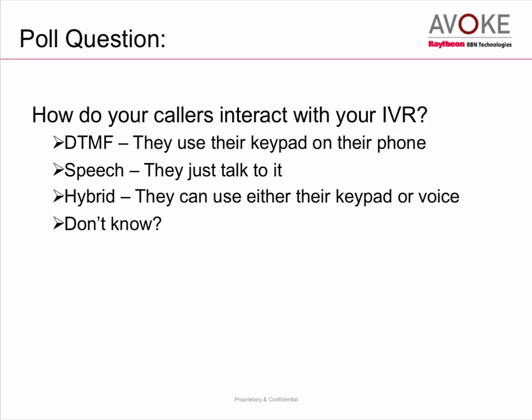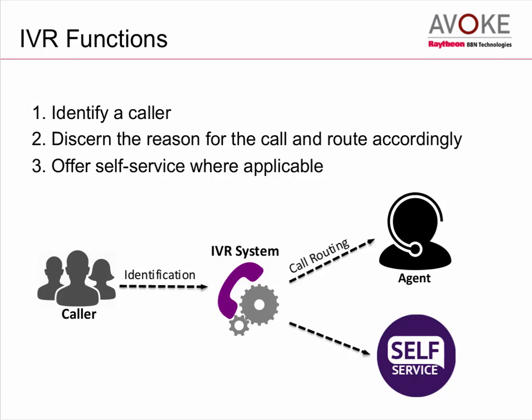What does your IVR do? There's only three things an IVR can do. It can identify a caller. It could try to understand the reason for the call and route it accordingly, or offer self-service where applicable. It's kind of the same thing your agents do, except it doesn't do them with such complexity to them.